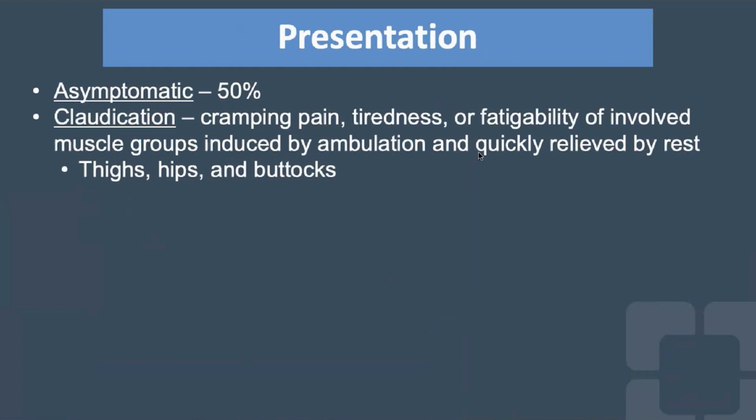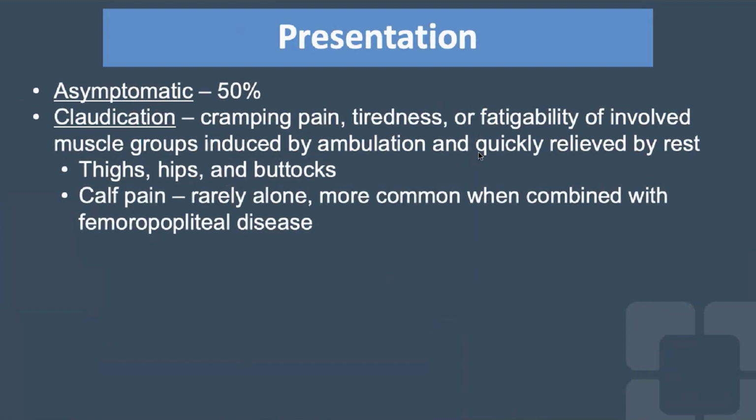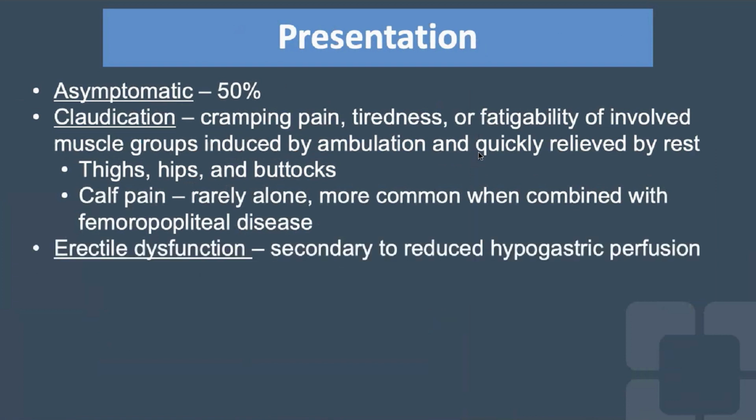These patients have claudication, which is cramping pain, except these patients typically have cramping pain in their thighs and buttocks. Calf pain is rarely alone. If they have calf pain in aortoiliac occlusive disease, it's more common with combined multi-level disease. These patients also may have erectile dysfunction, and that's difficult to parse out since a lot of us as we age may have erectile dysfunction.